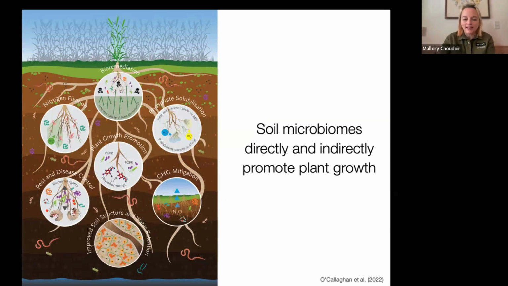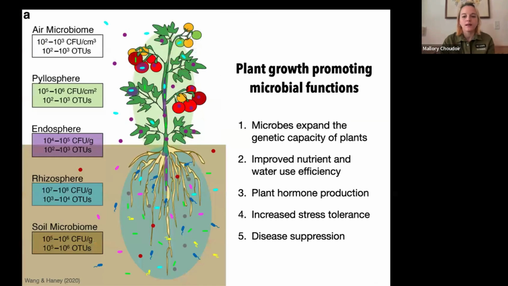In relation to plants, soil microbes are also incredibly important for directly and indirectly promoting plant growth. Some of these activities include expanding the genetic and ecological capacity of plants. So with this image here, we have this tomato plant, and these are the billions of cells that this tomato plant will interact with throughout its life, essentially expanding the ecological capacity of a plant. Microbes improve nutrient and water use efficiency and access. Microbes also directly produce plant hormones that contribute to plant development and stress tolerance.